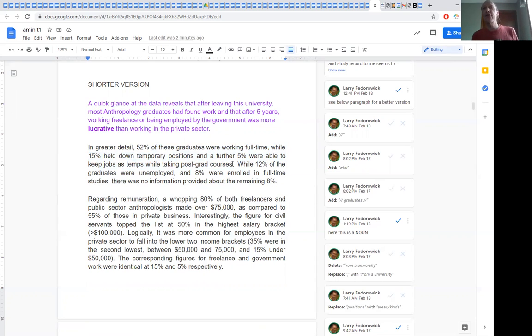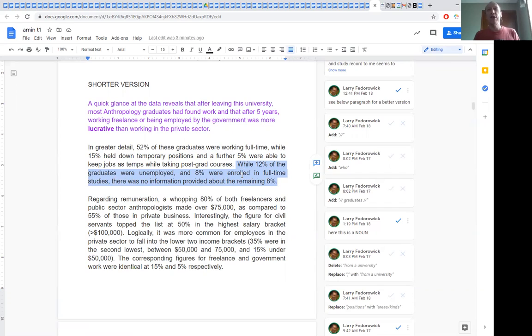Okay, so that we have half of the three in one sentence. And now another sentence for the other three. While 12% of the graduates were unemployed and 8% were enrolled in full-time studies, there was no information provided about the remaining 8%. Voila, we got it, okay?